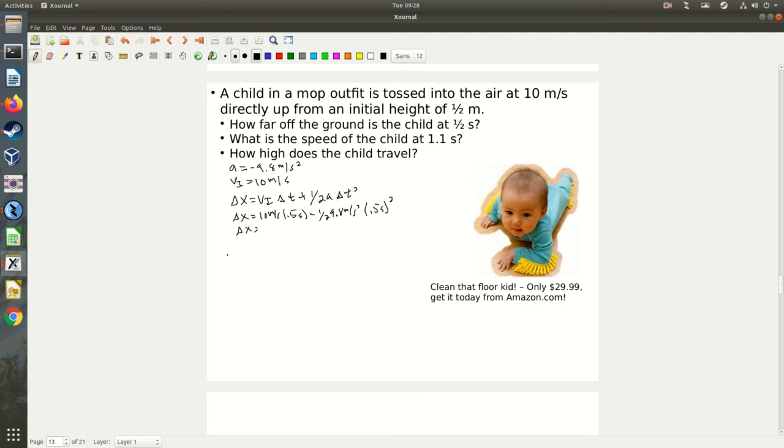Solving for this delta x should give you 3.78. Yes, 3.78 meters. And it says how far off the ground, and we know it had an initial height of a 1/2 meter. And so that was going to give me 3.78 plus 0.5, what is that, 4.28. Sounds good. Okay, so yeah, about 17 feet off the ground.